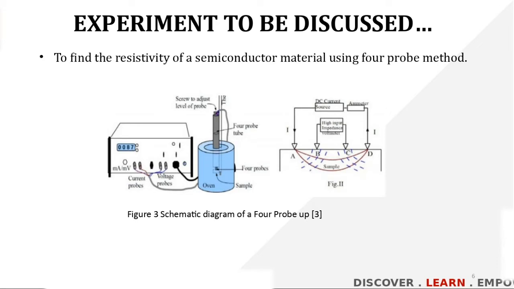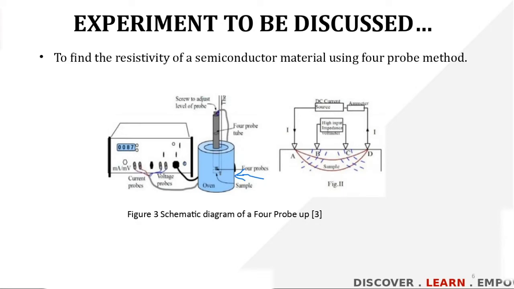So what we are doing is placing our sample in this oven, which we are using to increase the temperature. We place our sample inside the oven and raise the temperature, and we observe the effect of this temperature on the resistivity of this particular semiconductor sample.